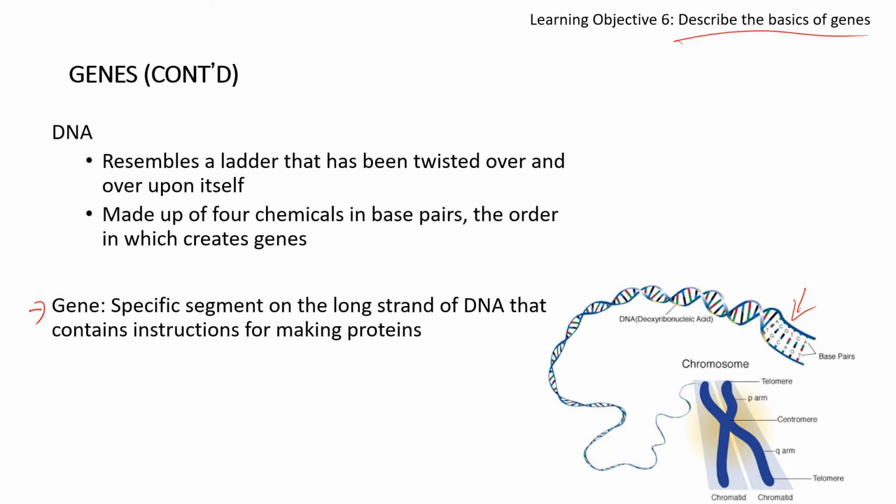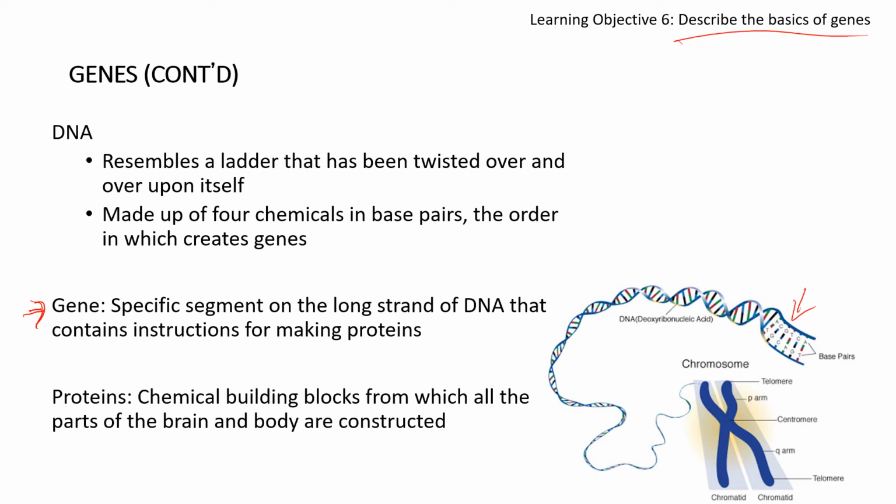So the genes are specific segments that contain the instructions for making those proteins. And as I already said, proteins are those chemical building blocks from which all the parts of the brain, body, all of that is constructed. So proteins make us up. Genes are the instructions for making the proteins, and genes are segments of DNA. So if you want to talk about the basics of genes, they are segments of DNA.